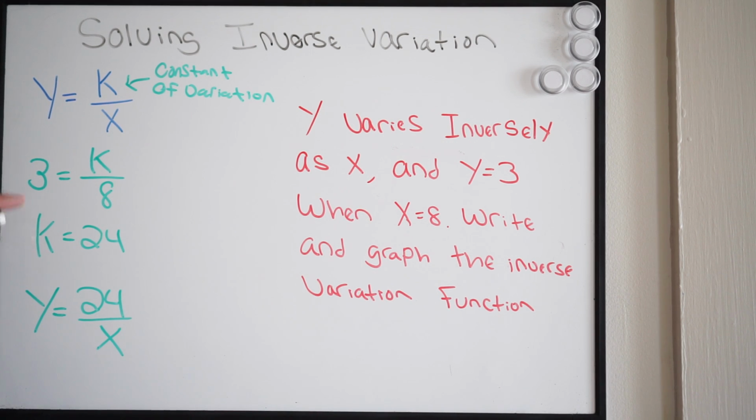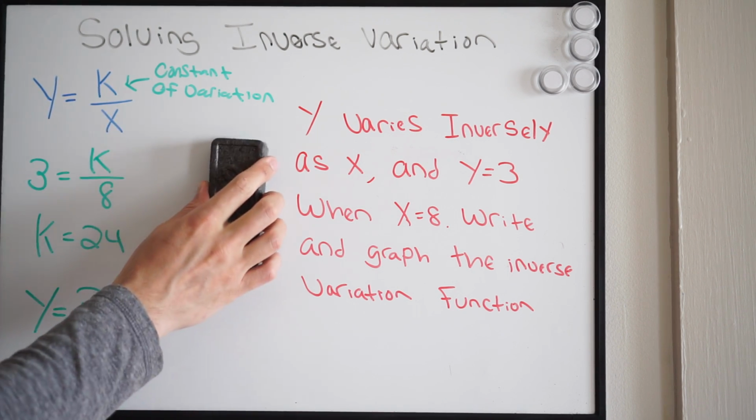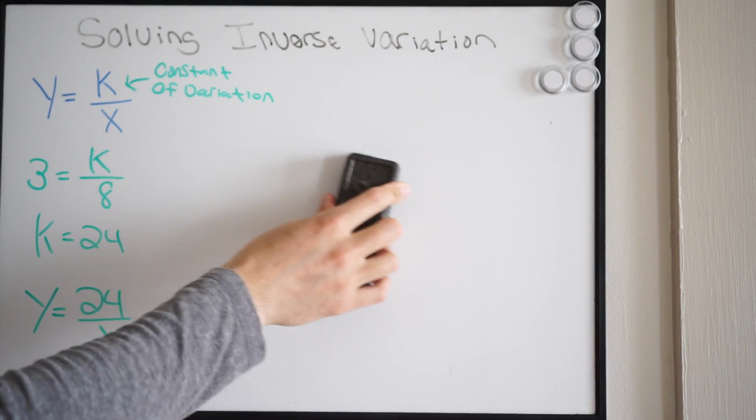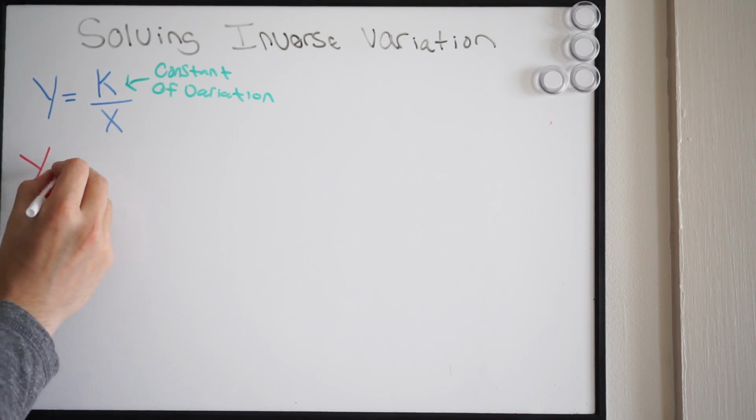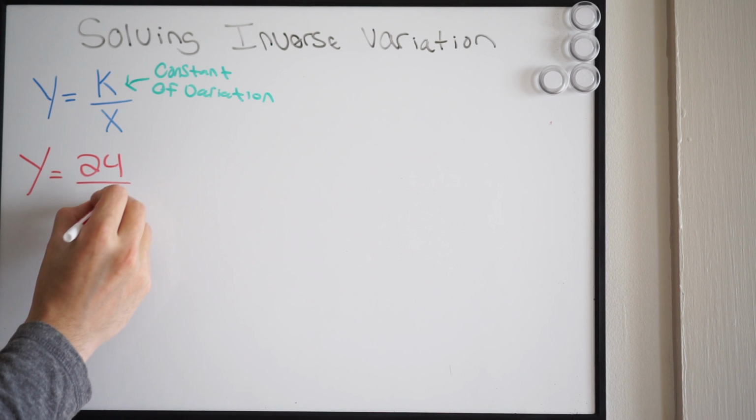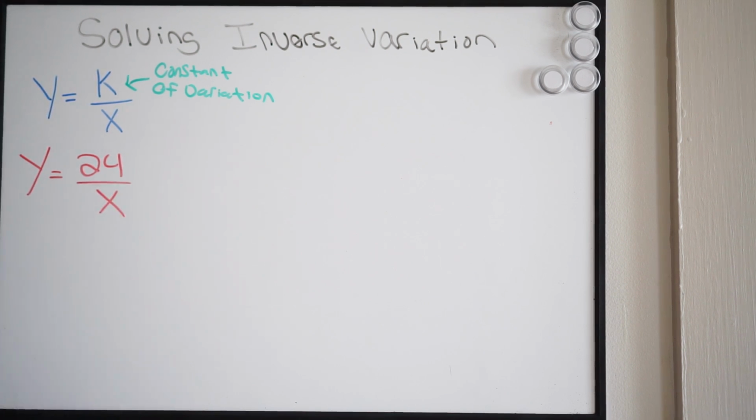So all I did was take my k, plug it back in, and now I can start plugging in values for x, and I'll return a y value. We can go ahead and start graphing it. So why don't we erase this work, and we're going to start graphing it. We're going to need our inverse variation function, so I'm going to write that up here. We know that it's going to be y equals 24 over x. Let's start making a graph, and then we'll build a table of values.